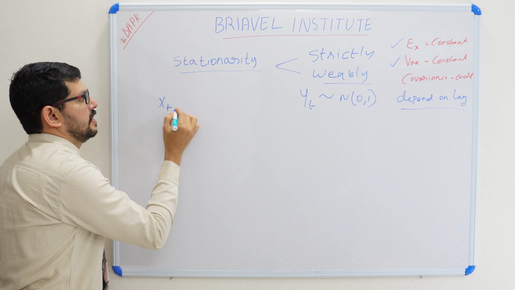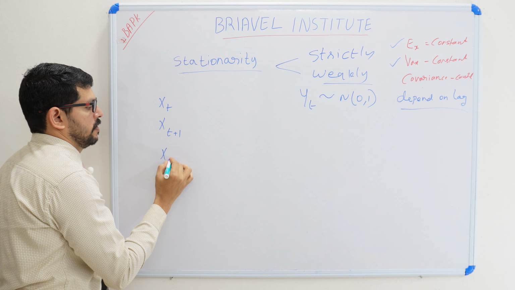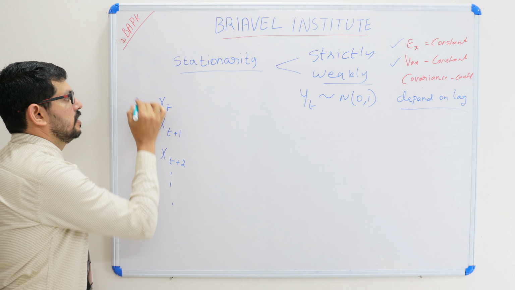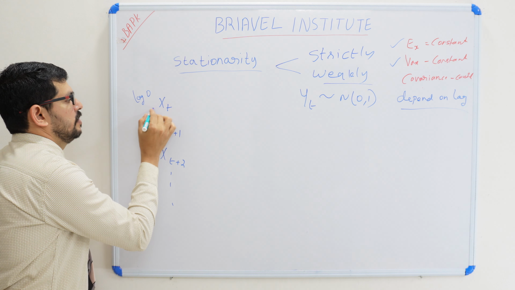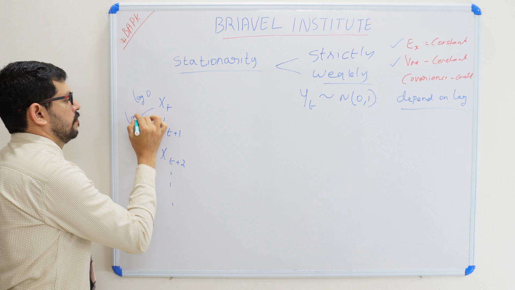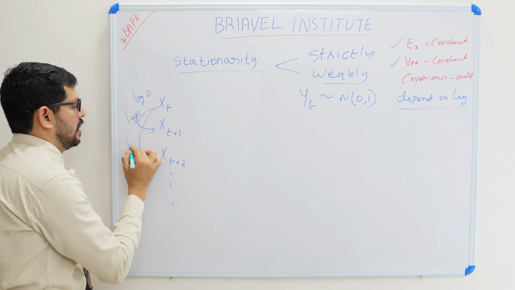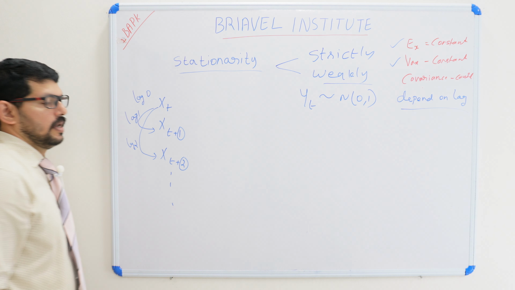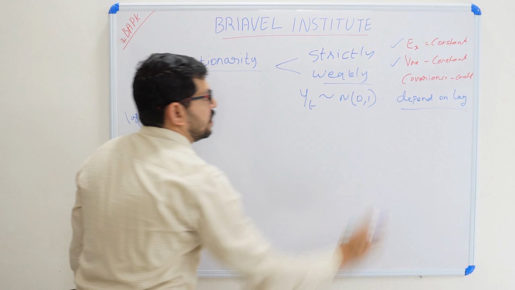Now take one process S(t), one more process S(t+1), and one more process S(t+2). If you take it like that, what is the lag? Lag 0 means it is S(t) with itself. The next process is lag 1, and this one is lag 2. So this value will be the lag. So covariance depends only on the lag.